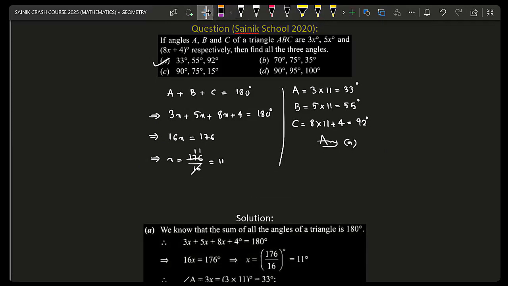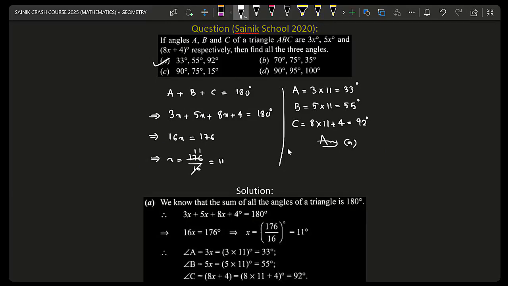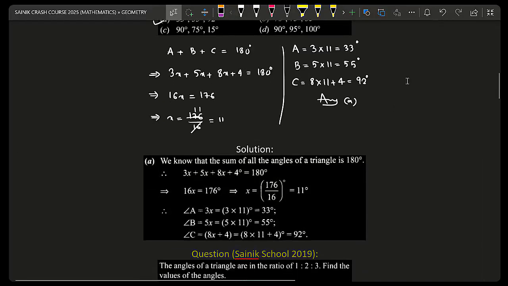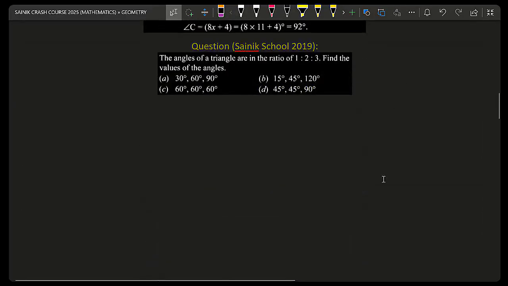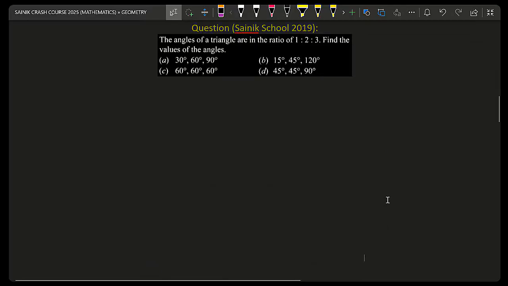So this is the answer. We got the x value as 11, and substituting back the value of x in all the expressions we got 33, 55 and 92. And in the 2019 paper you got a question: the angles of a triangle are in the ratio 1 is to 2 is to 3. Find the values of the angles.